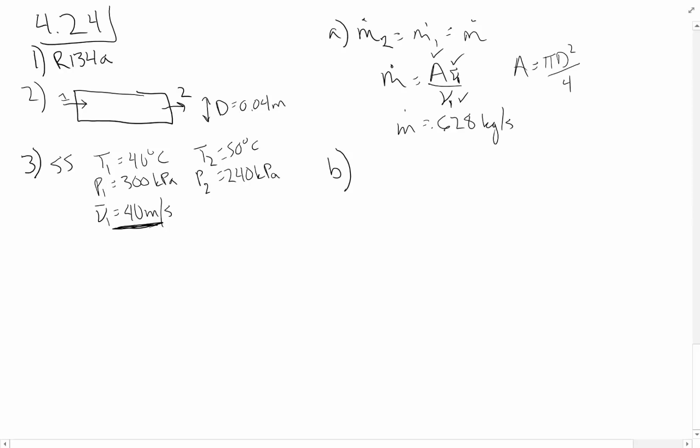Part B asks for the velocity at the exit, v2. Well, again, note that we have a way to relate mass flow rate to velocity. And so I know that mass flow rate at 2 is equal to the area at 2 times the velocity at 2 over the specific volume at 2. I know the mass flow rate, I know the area, I know the specific volume because I have two properties, so I can get that. And I just solve for velocity, and if you do that, you should find that velocity at 2 at the exit is equal to 53 meters per second.